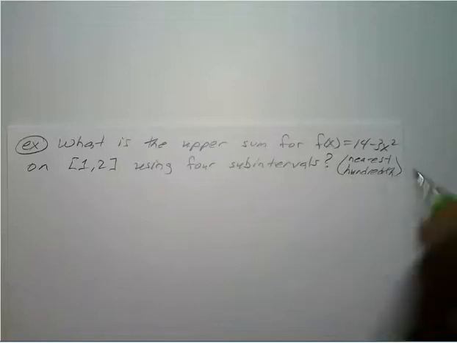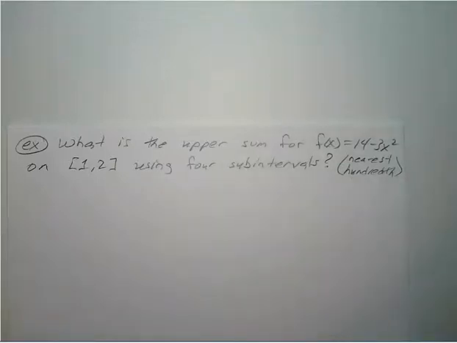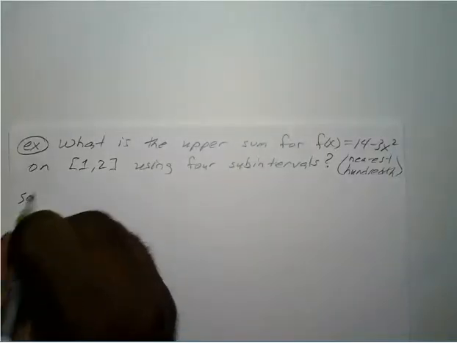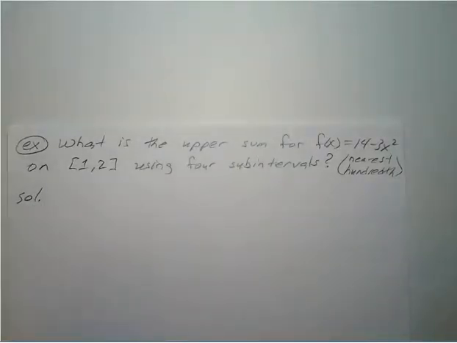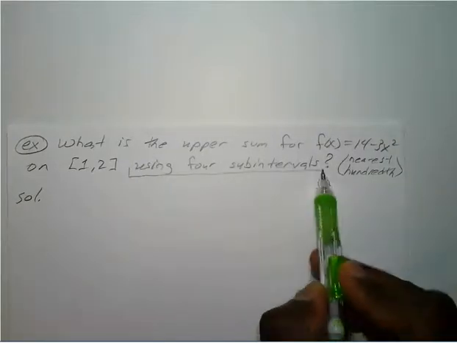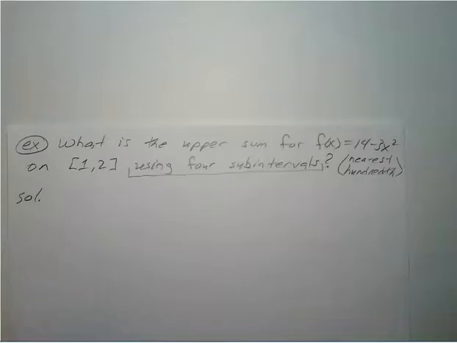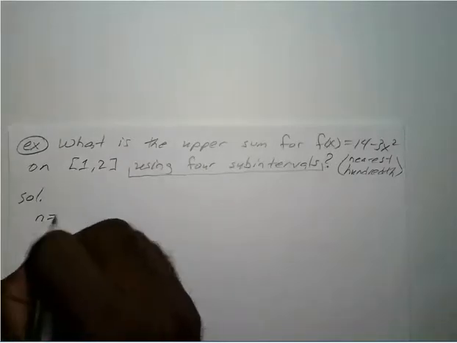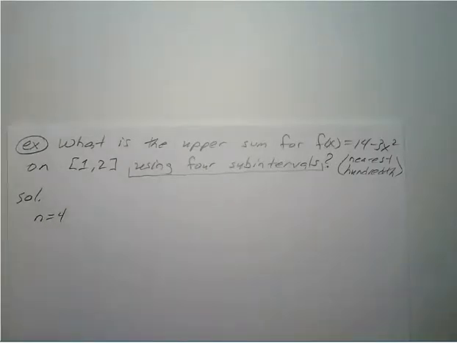Or 2 decimal places. All right, so starting off, we're going to start off the same way we did before. How many subintervals? Okay, so we're using 4 subintervals, so we know that our n is going to equal 4.